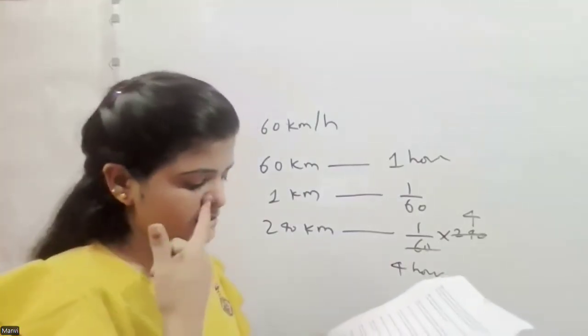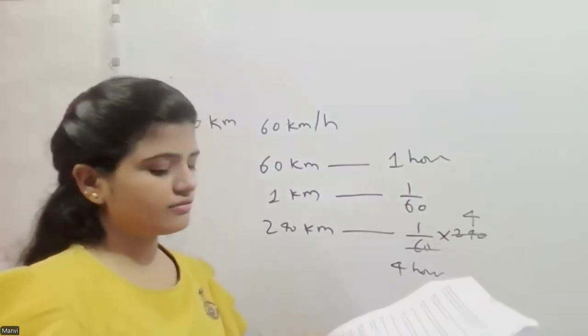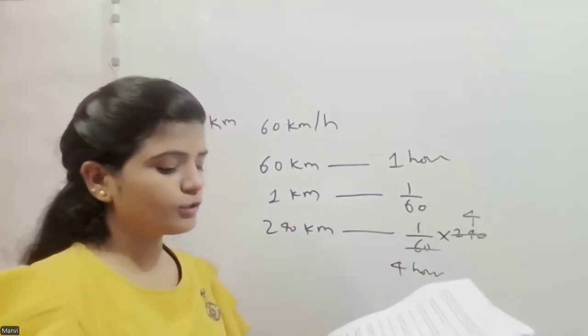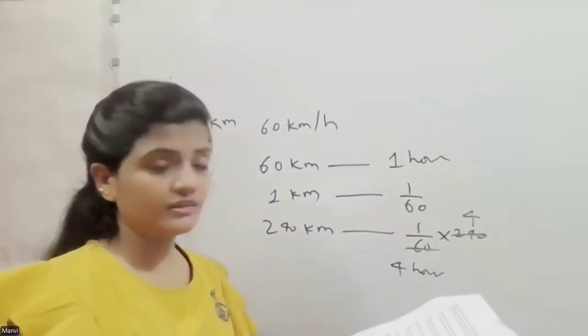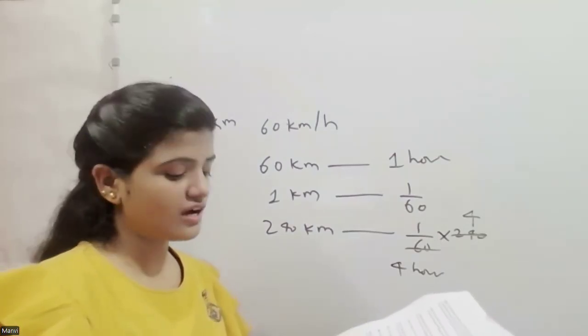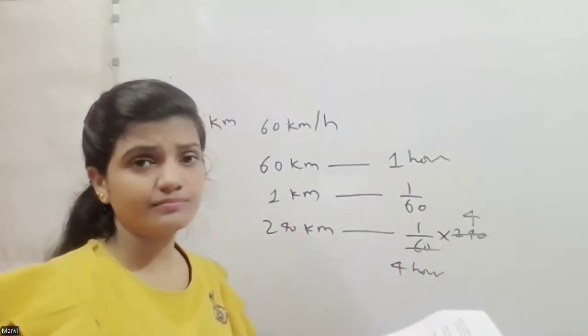The total distance, okay? So for the first part, 20 minutes means speed and time is given. You need to calculate the distance for the first half, then for the second half also, then add the distance.